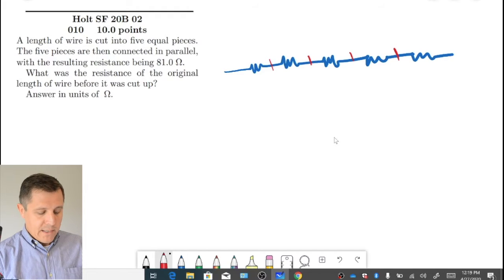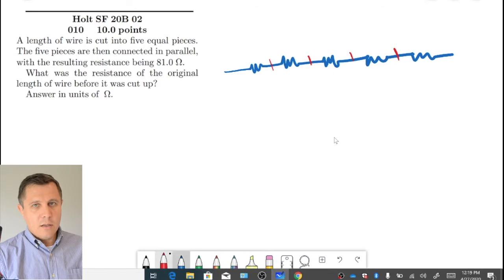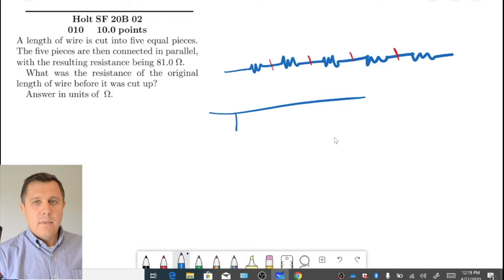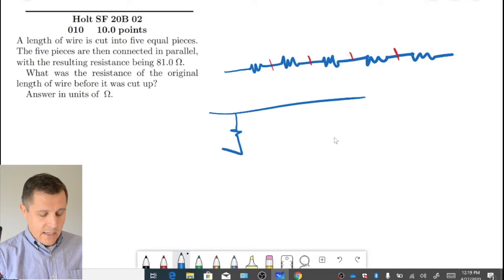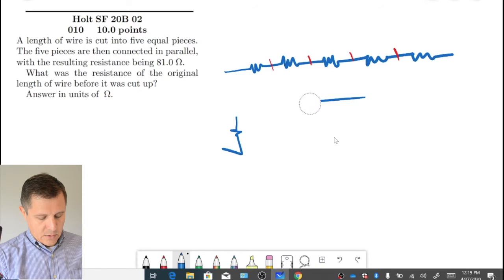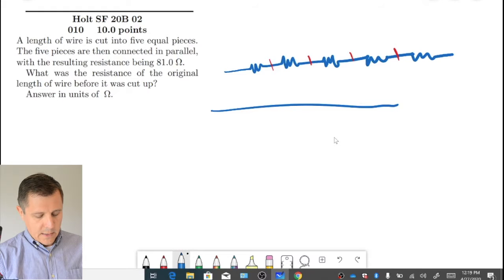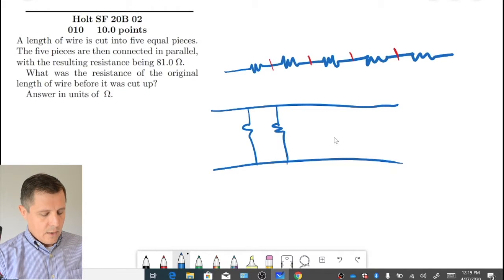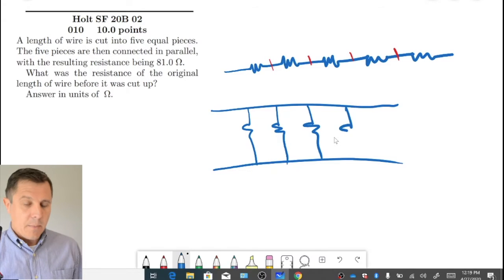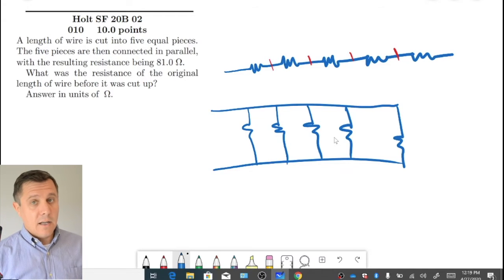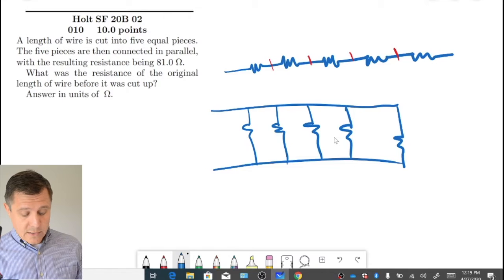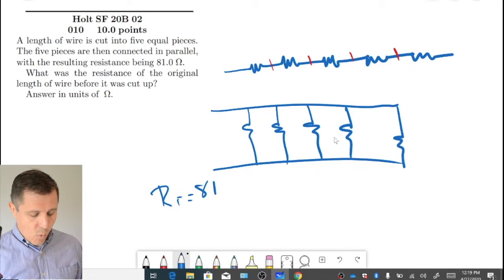Now, what it says is that if you put the wires all in parallel, they get you an equivalent resistance of 81. So let me make this a little better looking here. Parallel, resistor 1, 2. Remember, if something's in parallel, you can't just add the resistances up to get the equivalent. We have to do 1 over R total.